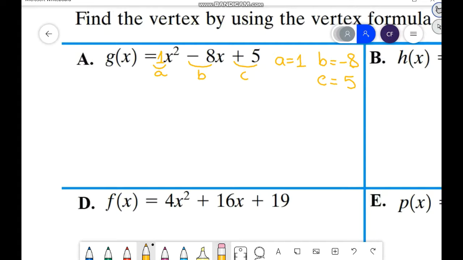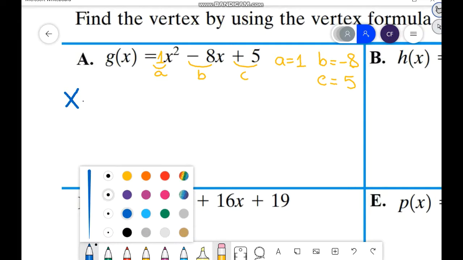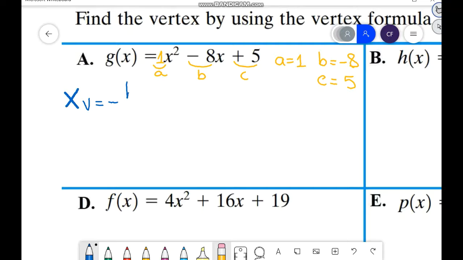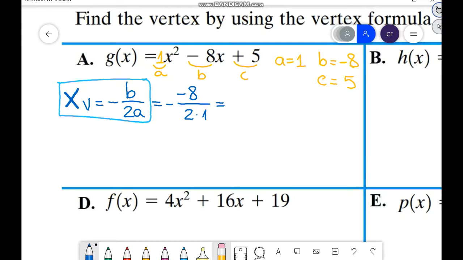Nice. Apply the formula. x of the vertex equals -b over 2a. This is the formula, right? The first part of the formula, and then plug in the numbers. -b, so -(-8), over 2 times 1. Negative times negative is positive, so 8 divided by 2, 4.